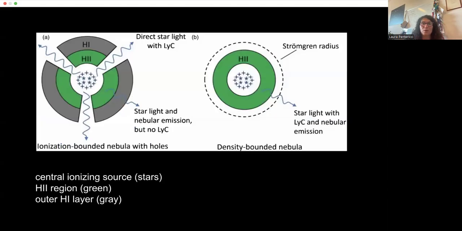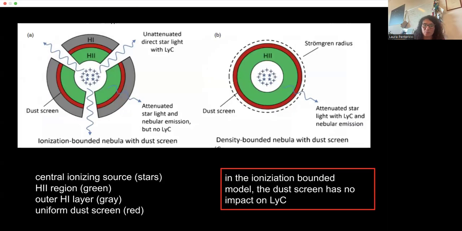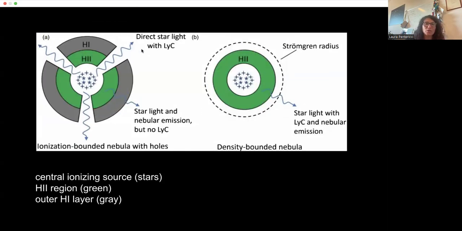So these are some of the models we make to understand this escape fraction. These are some schematic ways in which you think escaping radiation could escape from sources. And so you have basically two models. In the left model, you have the ionization bounded nebula with holes. Basically, the escaping radiation only gets out through these holes, through these channels that are created somehow in the interstellar medium.